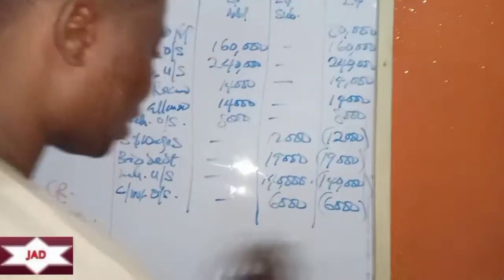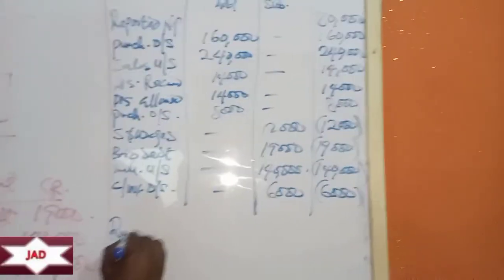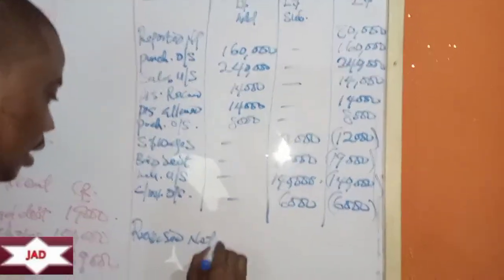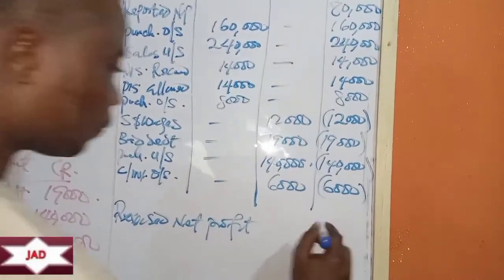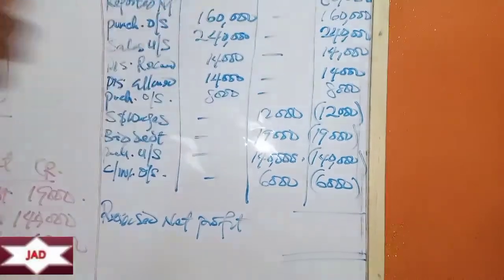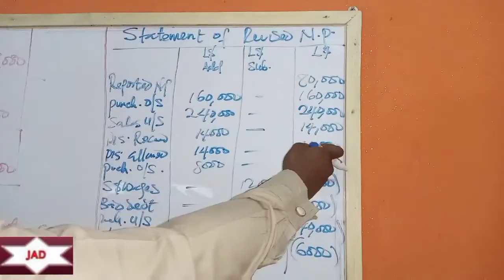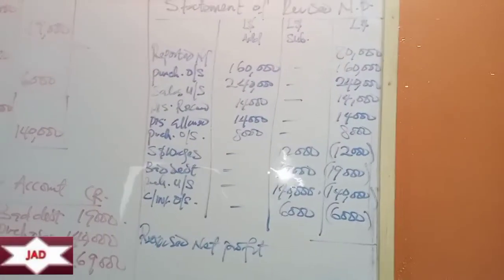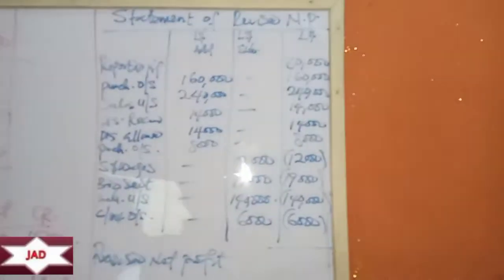So we're going to say what now? Revised net profit. So what do you do? You add up and you deduct. All the items in brackets are deducted. The ones without brackets are added.